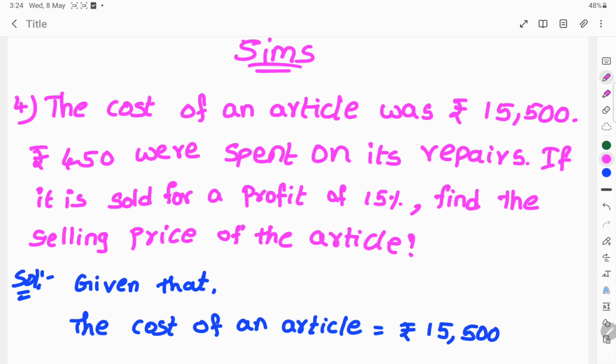Here, what is given? The cost of the article and the amount spent on repairs. These two prices you will first add, and that gives the cost price.